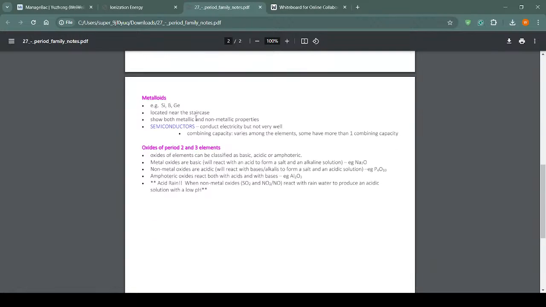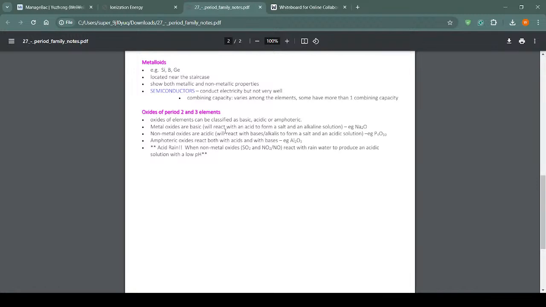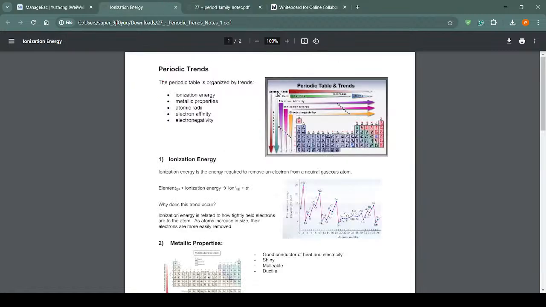Metalloids, semiconductors. Oxides of period 2 and 3 elements. Basic, acidic, or metal oxides are basic, non-metal oxides are acidic. Amphoteric oxides react both with acid and with base. Okay, I don't think we need to know that. Acid rain when they react with rainwater to produce an acidic solution with a low pH. Okay, so low pH is acidic, right?